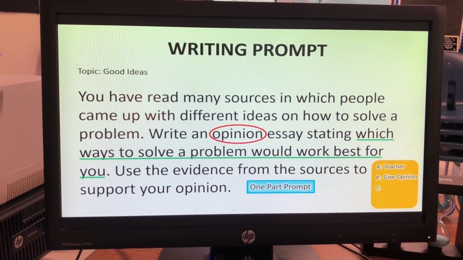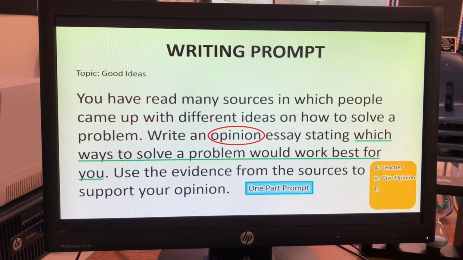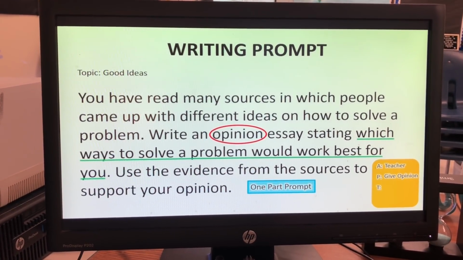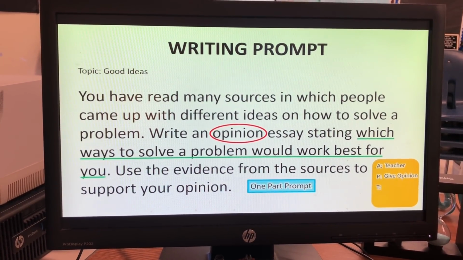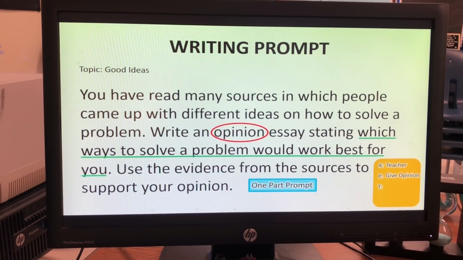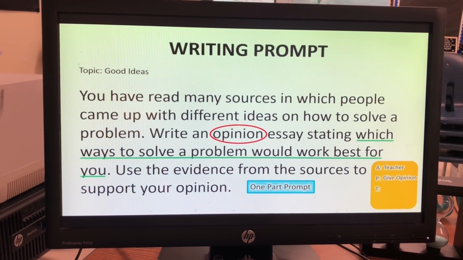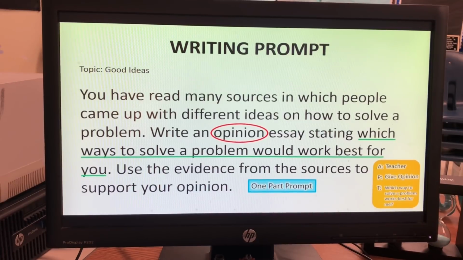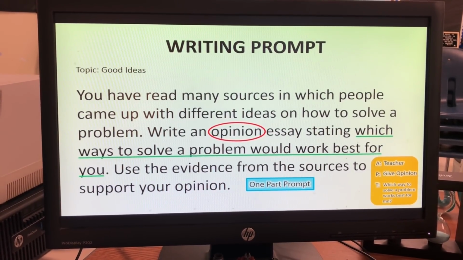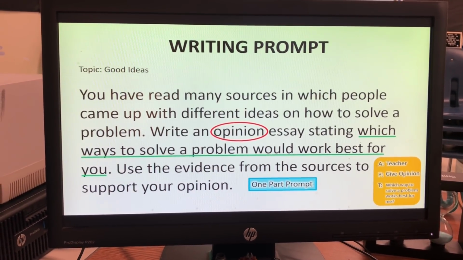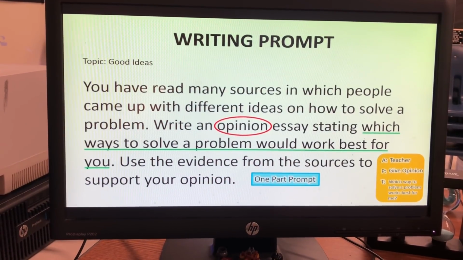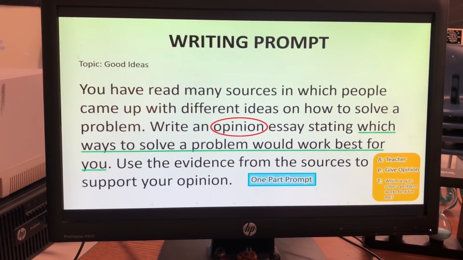In this case, and I tell my students to write it in the form of a question, because as they look for reasons in their body paragraphs, they can easily find those reasons by answering the prompt as if it were a question. So, which way to solve a problem works best for me? So this is basically how I taught my students to unwrap the prompt this week.